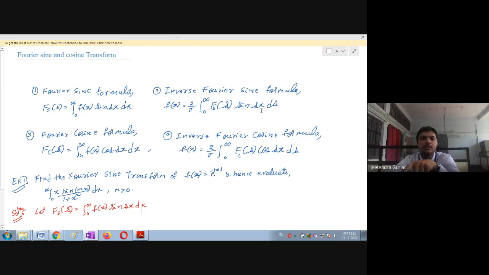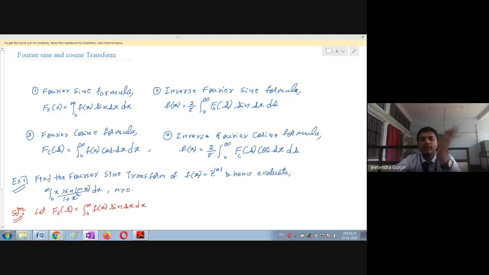Is it clear, students? This is a half series, therefore the interval we are going to take is only 0 to infinity. Please remember this. For the Fourier transformation, we used to take the full interval, that is from minus infinity to infinity. So this is a half transformation, therefore the interval is divided and becomes 0 to infinity. Remember that. Next, the Fourier cosine transform is defined like this: Fc of s is equal to integration 0 to infinity f of x cos sx dx.